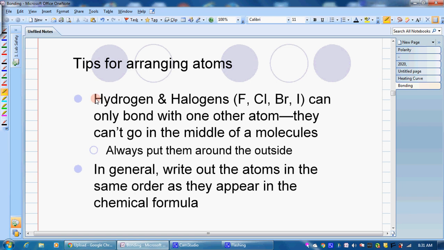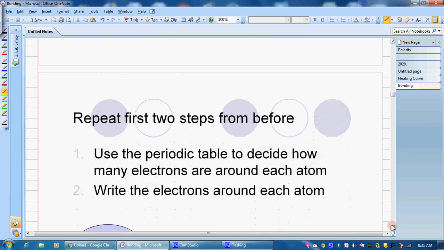The first thing is that hydrogen and the halogens, which, remember, is your group 17, can only bond with one atom. So they're never going to go in the middle. They're always going to be on the outside of your atom. In general, when you write out the order of your atoms, they almost always appear in the same order as your chemical formula. Of course there are exceptions, but most of the time that's the rule you want to follow.